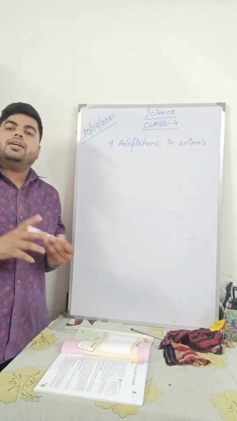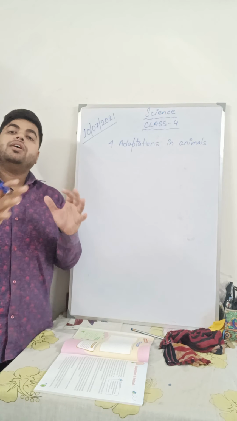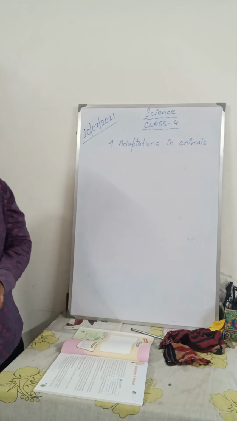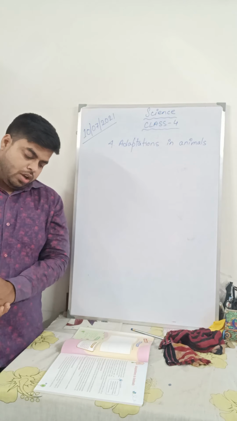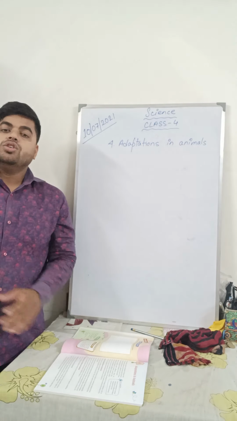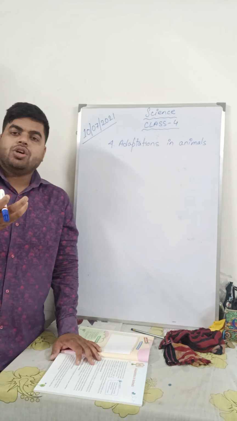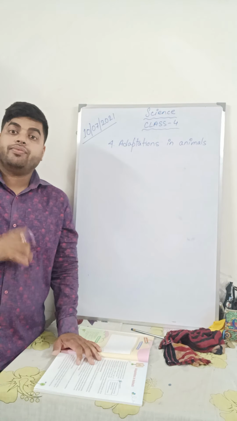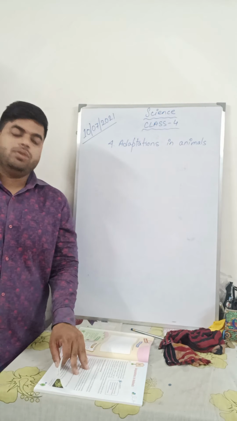So what are the adaptations? What are the changes that they make so that they can survive in the place where they live? Terrestrial animals have well developed bodies and sense organs which enable them to sense changes in the surroundings. Their body is made in such a way that they have sense organs so that they can sense the changes that take place around them.